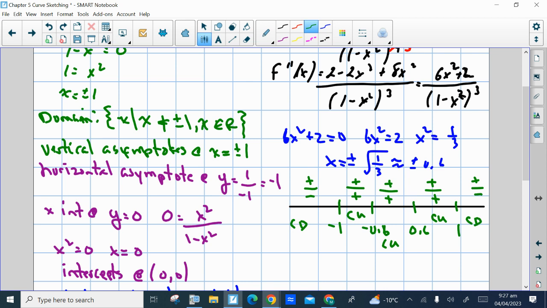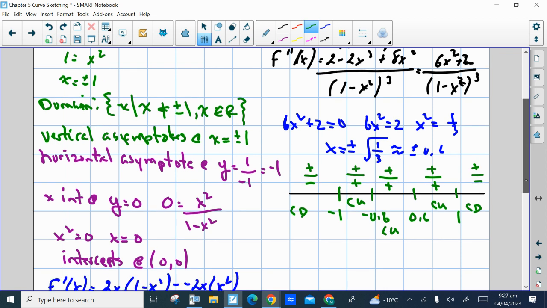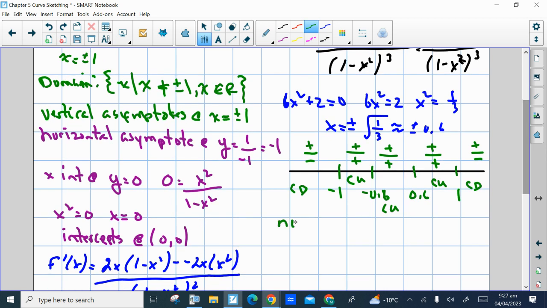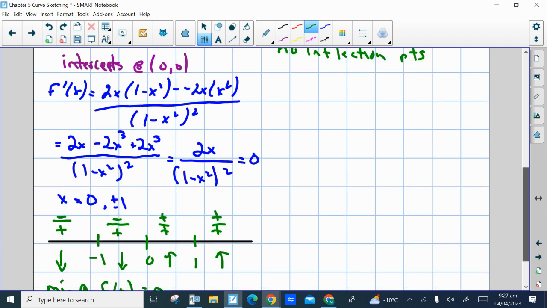So we've got places where it changes concavity at -1 and then at +1. But remember, those are where our vertical asymptotes are. So there are no inflection points, because it only changes concavity at plus and minus 1, but we already know that's where our vertical asymptotes are. So we now have everything we need to sketch this graph.